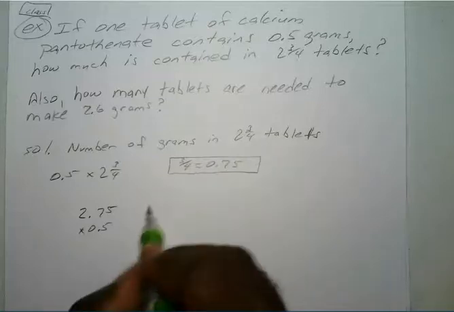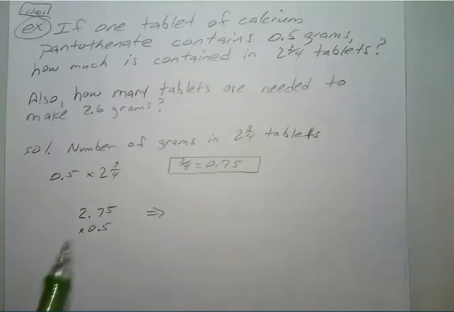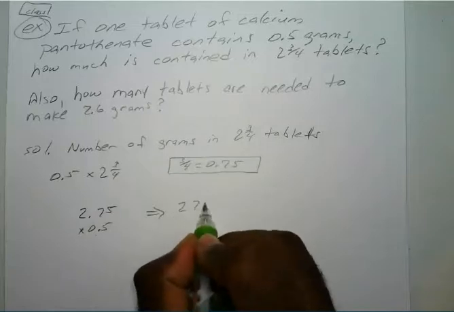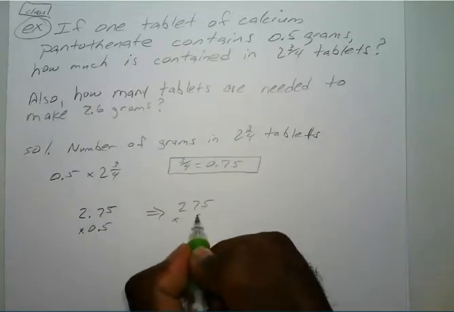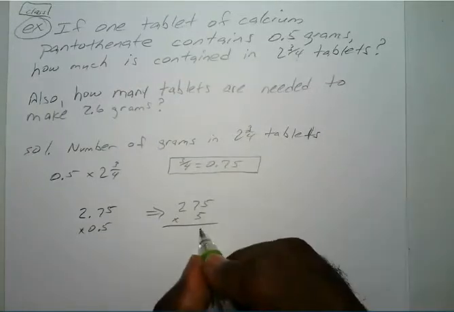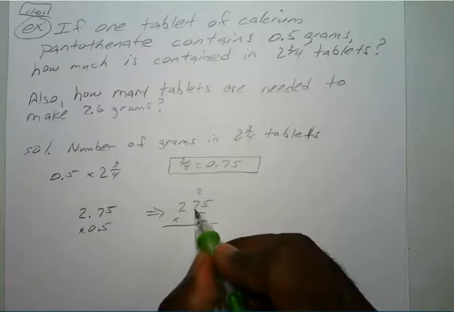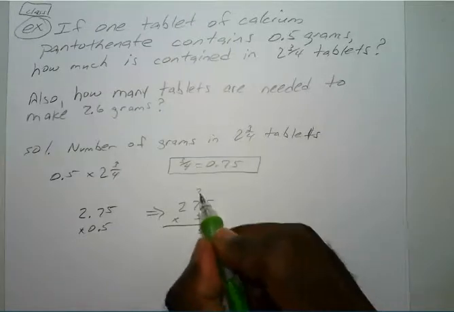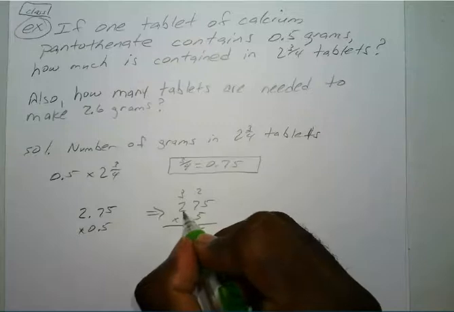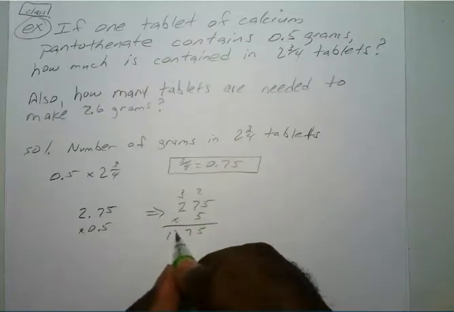Now we know if we're going to multiply decimals, we temporarily drop the decimal point. So you have 275 times 5. 5 times 5 is 25. 7 times 5 is 35, plus 2 is 37. 5 times 2 is 10, plus 3 is 13.